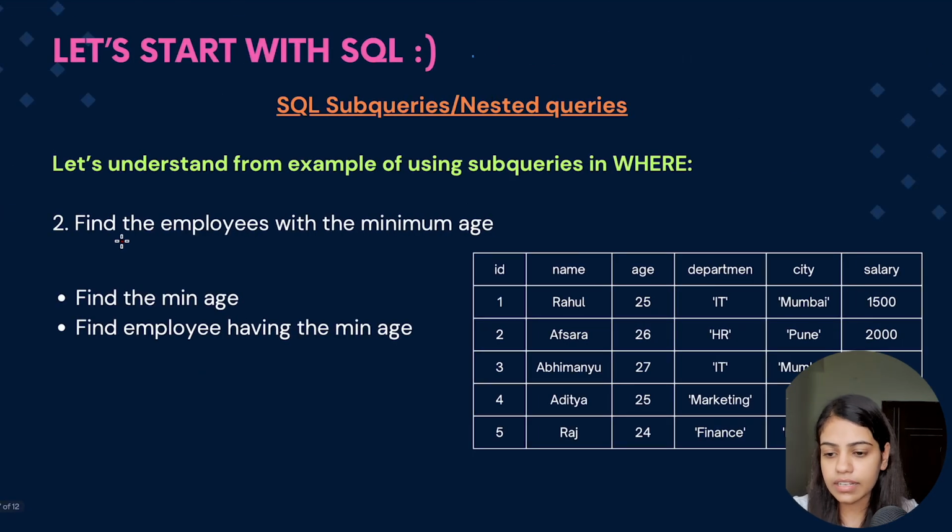So let's see another example. Find all the employees who are having the minimum age. So we have to find the employees who are having the minimum age. So first what we will do is we will find the minimum age which is present in our table, and then we will compare that.